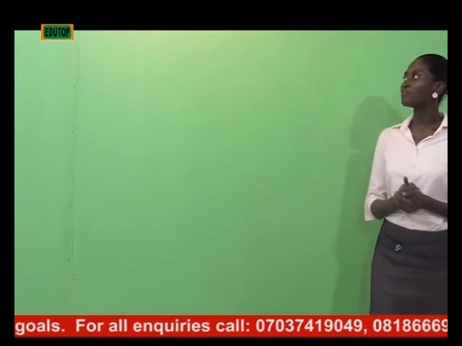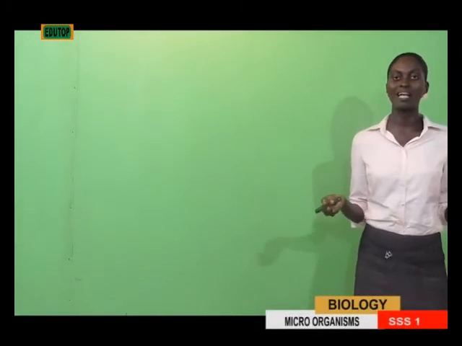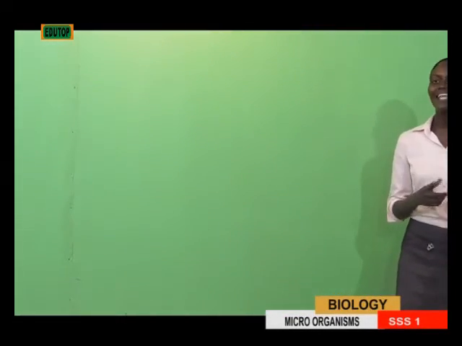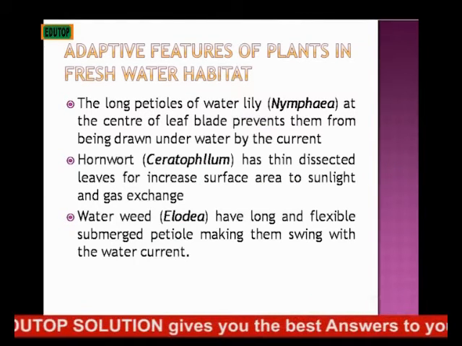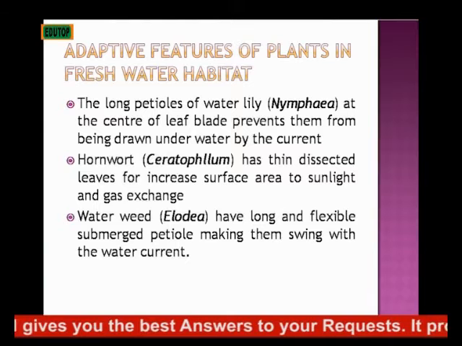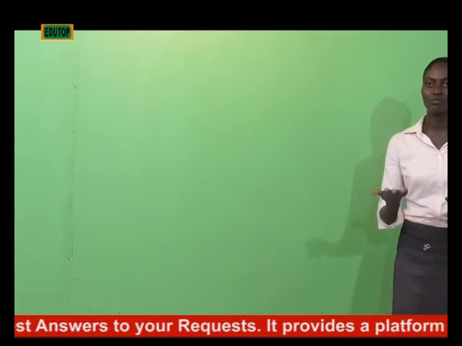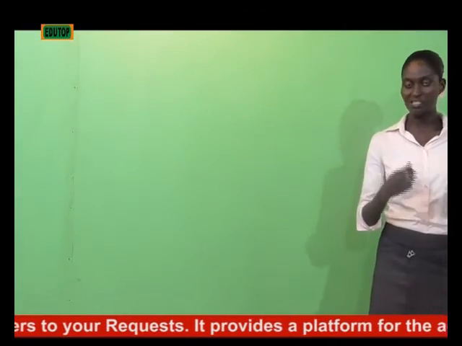Then the adaptive features of plants in the freshwater habitat. How do plants in freshwater habitats cope? Number one, they have long petioles at the center of the blade, which prevent them from being drawn by water currents. So it's the petiole that helps them to be stable on the water. And what is a petiole?